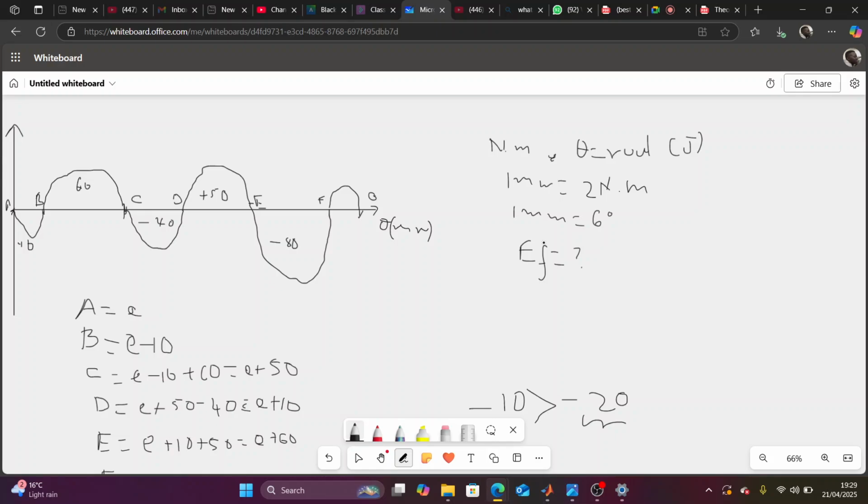Okay, what's happening? If you have newtons times theta in radians, it gives you joule. Do you see it? Now, 1 millimeter gives me 2 Newton meter, and 1 millimeter gives me 6 degrees. This scale will be given in the problem. It changes depending on who's setting the problem, right? Now, if I want to get millimeter squared on this scale, what do you think I should do?